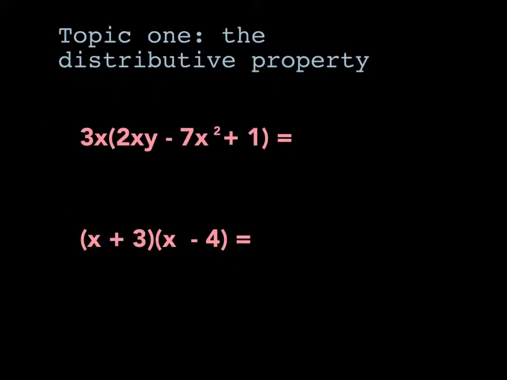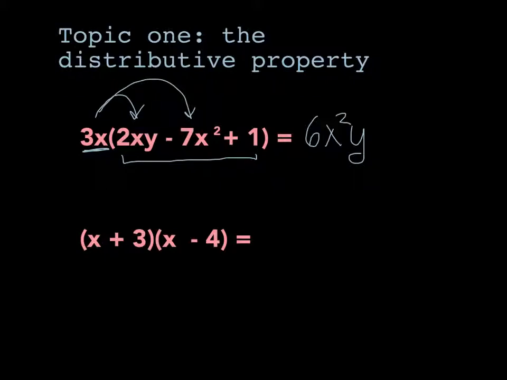Let's look now at a slightly more complicated example. I now have a trinomial inside my parentheses, but it works exactly the same way. I'll take the 3x, which is outside the parentheses, and multiply it with 2xy. So 3 times 2 gives me 6. x times x will give me x squared, and then I still have my y. Then 3x times negative 7x squared. That's going to be a negative 21x to the third. 3x times 1, that'll just be plus 3x. So it really works exactly the same way.